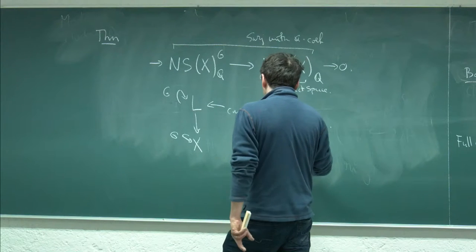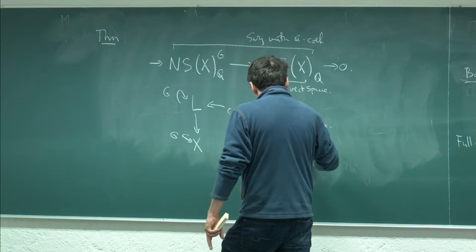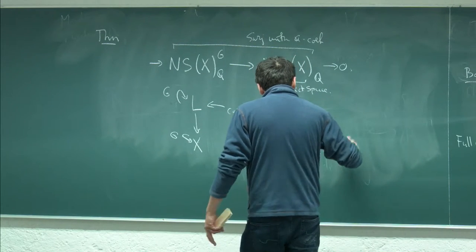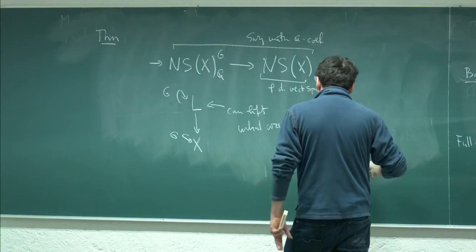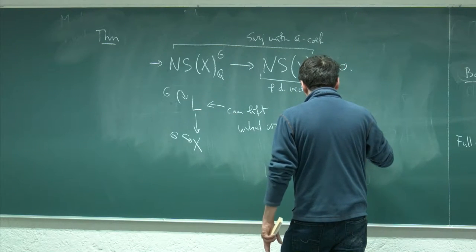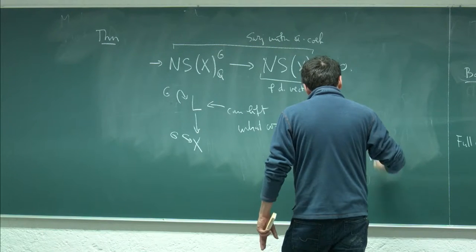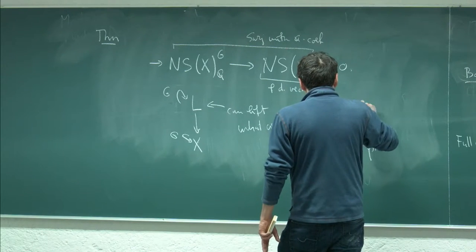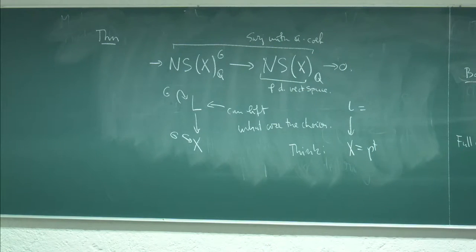Here it helps to think about the case, given that I have a lift and I killed all the global obstructions and stuff like that, you can think that X is just a point. Then what is the line bundle over the point?